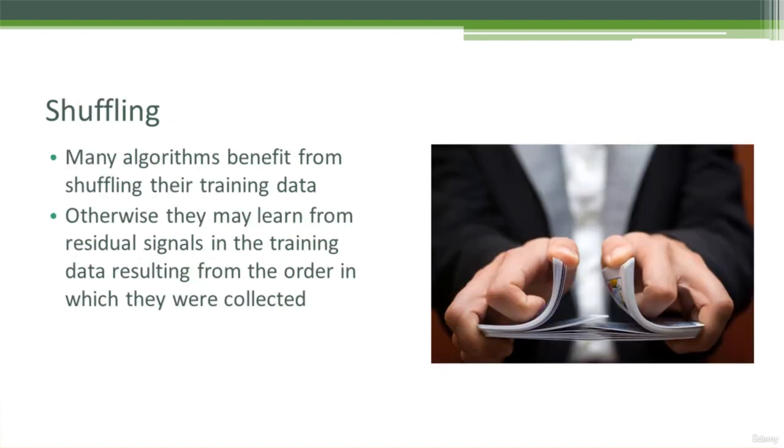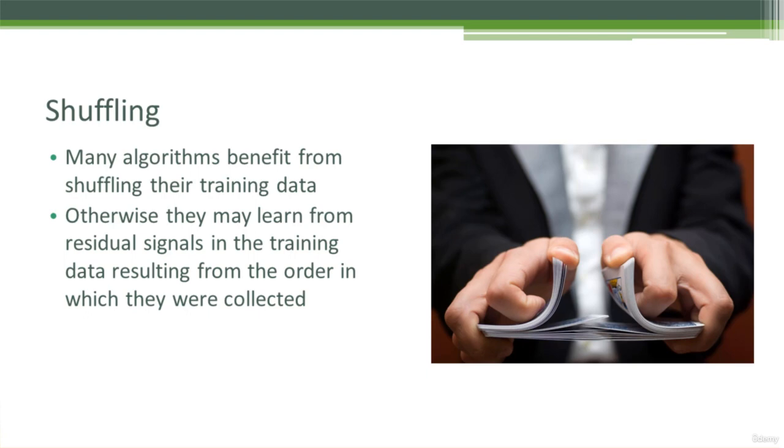Finally, we will talk about shuffling. A lot of algorithms benefit from shuffling your training data. Otherwise, sometimes there's a residual signal in your training data resulting from the order in which that data was collected. So you want to make sure you're eliminating any byproducts of how the data was actually collected by shuffling it and randomizing the order that's fed into your model. Often that makes a difference in the quality as well.